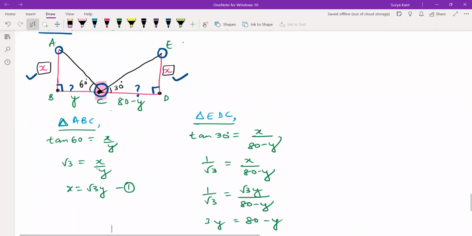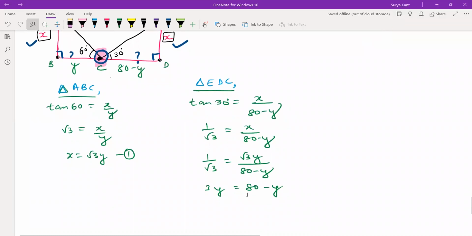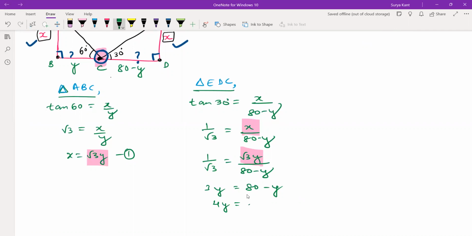Then √3 equals x by y. We are talking about triangle EDC. In place of x, I replaced this with √3y. Okay, 3y equals 80 minus y. So this is 4y, no? 4y equals 80. y equals 20. Yes, y equals 20 and 80 minus y is equal to 60.